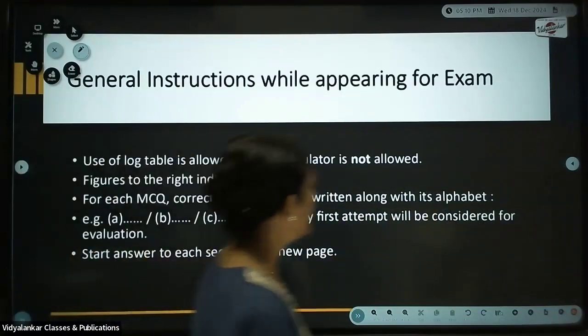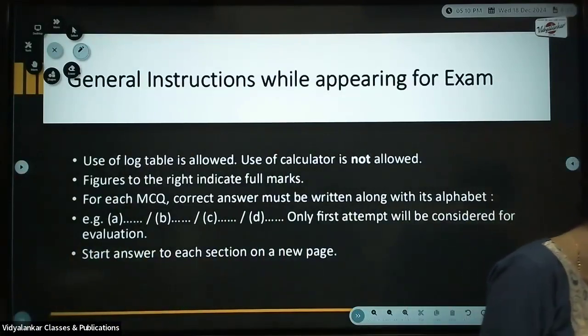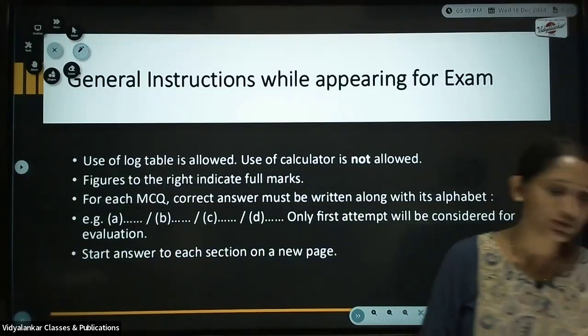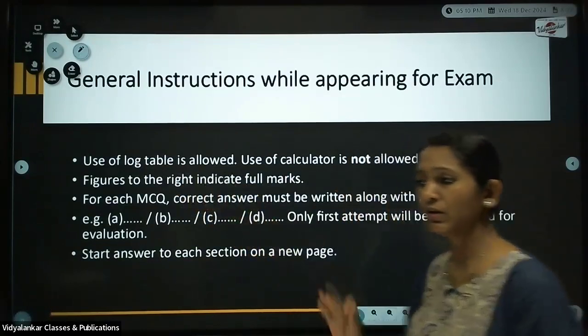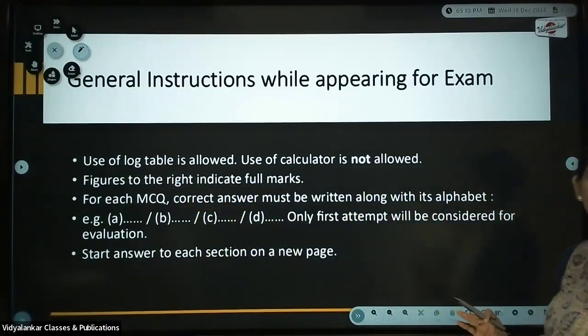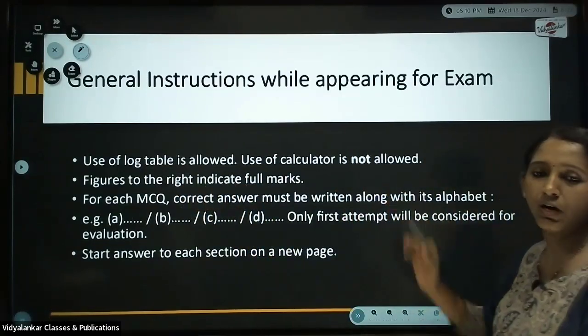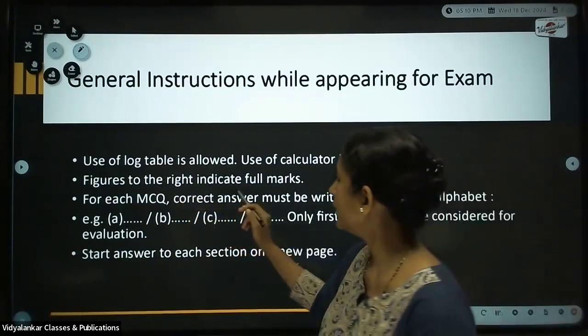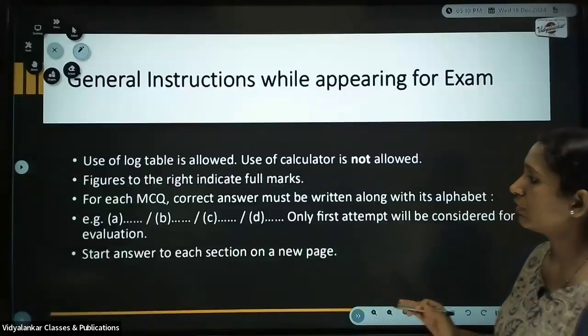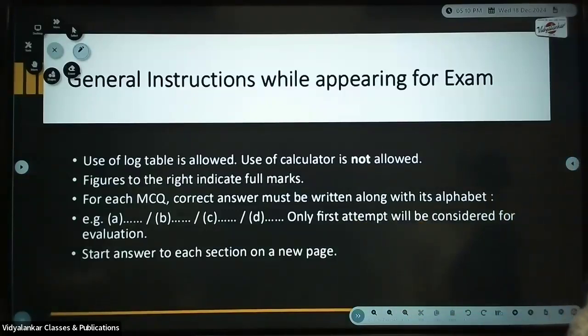Okay, now here are a few general instructions for your attempt at the chemistry paper, which are also there on your question paper. As you know, use of log table is allowed during the examination. HSC board never allows calculator. Fine. Next, figures to the right indicate full marks.